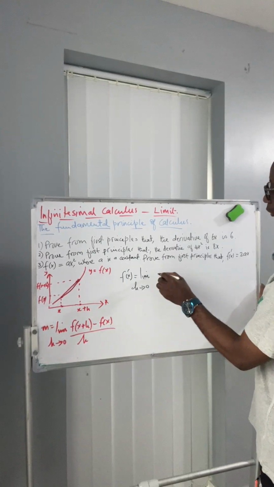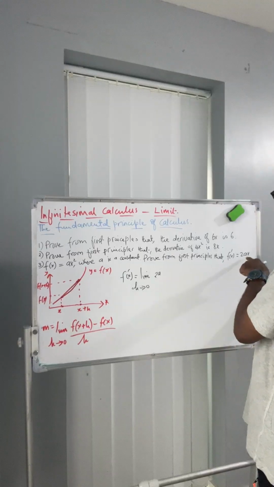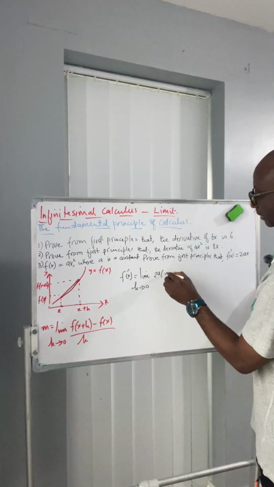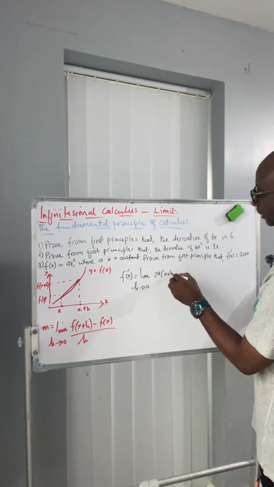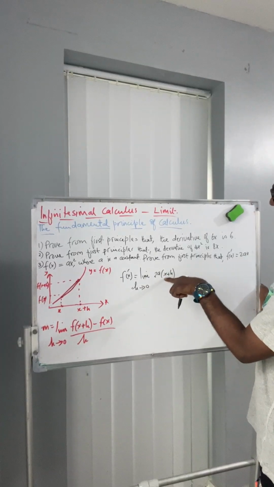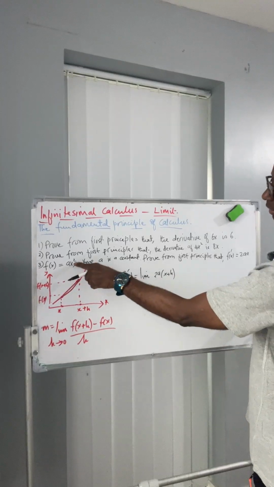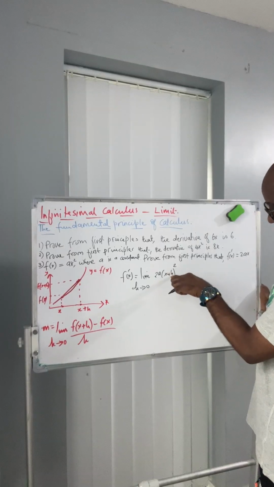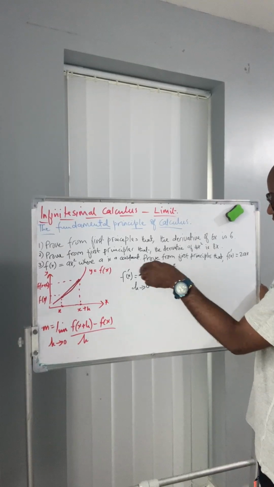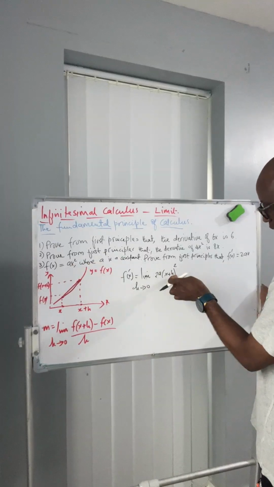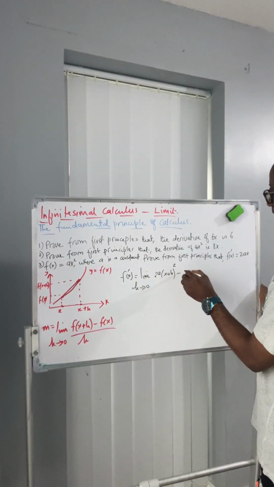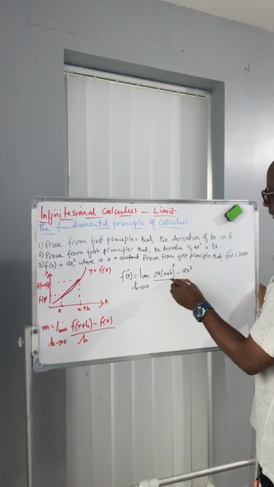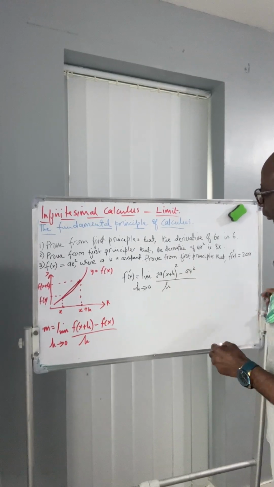So you have a, and now your x plus h, but mind you, your x here is squared. So x plus h, you have to square as well. X moves by h, so if you square it in the function, you have to square the h as well. Minus ax squared, all over h.